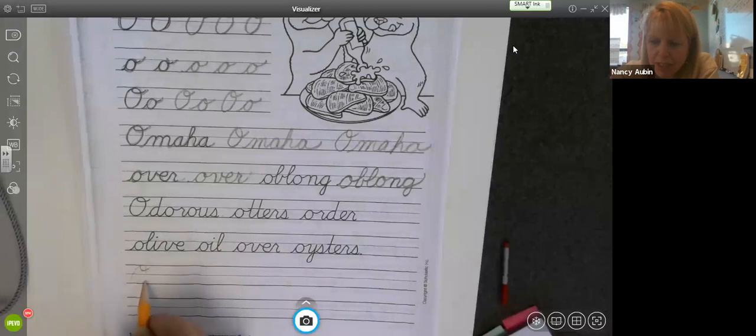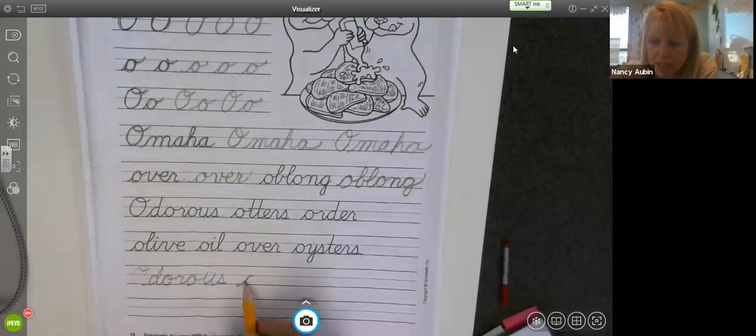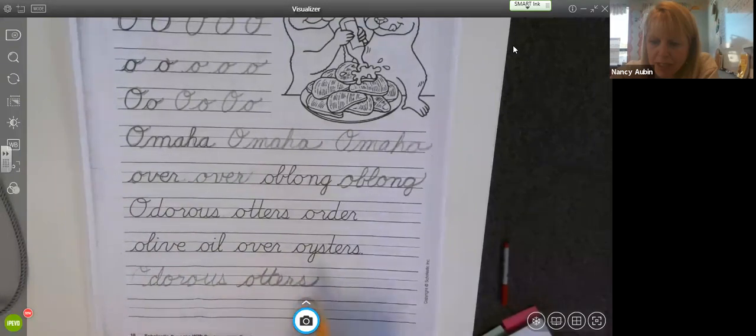Odorous, that means they have a smell. Odorous. And there was a lot of connecting. Look how I connected that O to the R. Keep it up high. The O to the U. Keep it up high. Don't let it come down. Otters, 2 o'clock letter, up, down letter T, up, down letter T, loop letter E, up, down letter R, down letter S. Cross your T's.